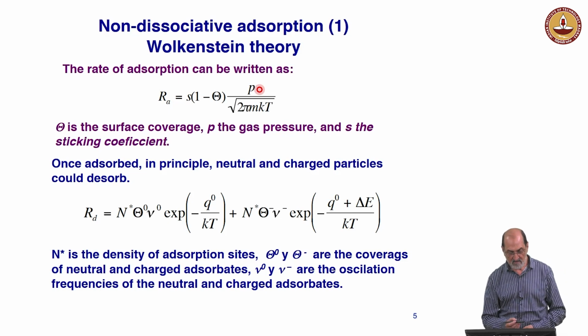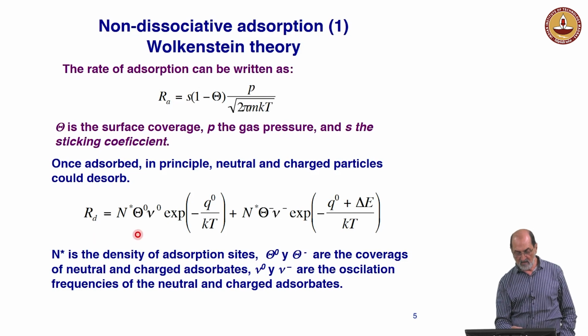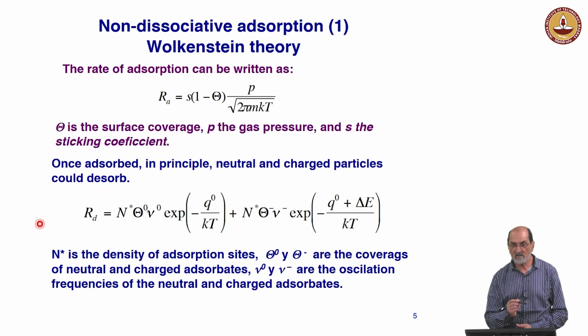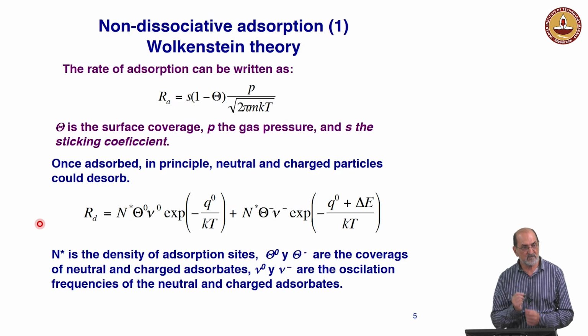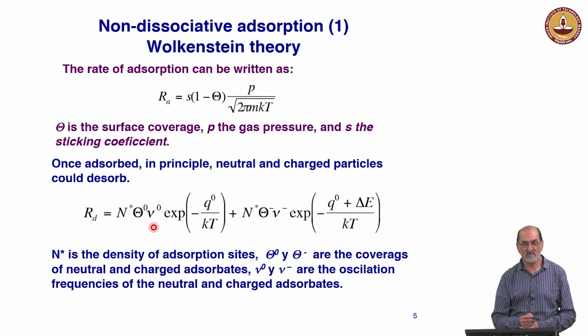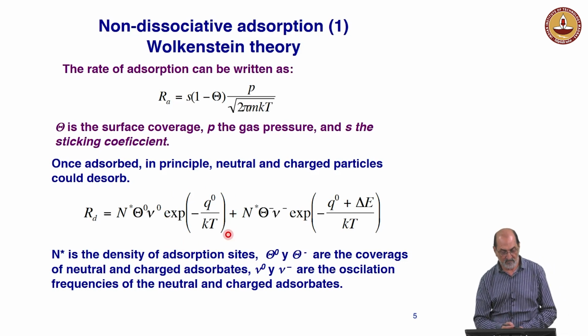So Falkenstein says, well, neutrals, this is the concentration of neutrals. Theta 0 would be the concentration of neutrals, times N asterisk, the density of absorption sites, times the oscillation frequency, the number of times that the atom tries to escape from the surface. This typically, they take 10 to the 13. I learned that from chemical engineers and chemists. And also we have a barrier, which is the energy at which that atom is absorbed on the surface. That's an exponential.